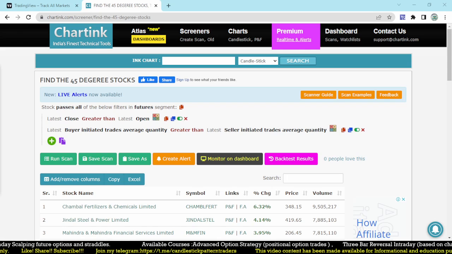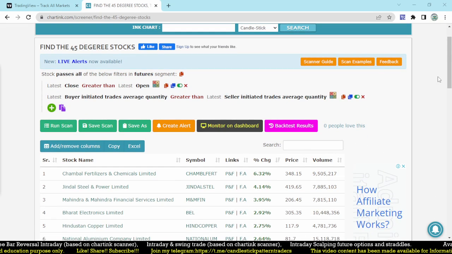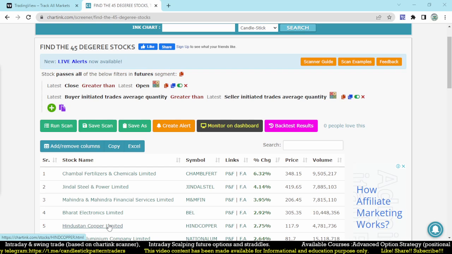From the beginning, I found Chambal Fertilizer, still in the list, and M&M also is in the list. Jindal I have not seen in the list, and BEL I found, which was there from the beginning. So you take a particular time frame around 9:30, see which stocks are available on the scanner, and if one is giving you a breakout kind of trade, you may try to focus on it. There is a lot of logic where we can use it.